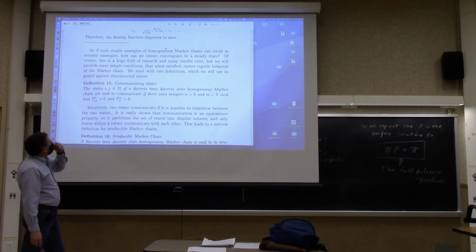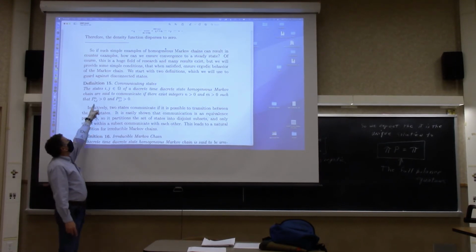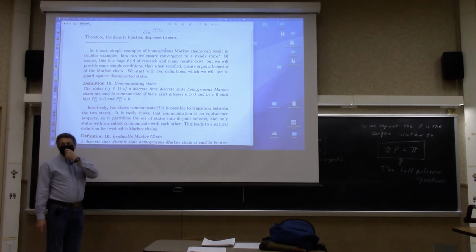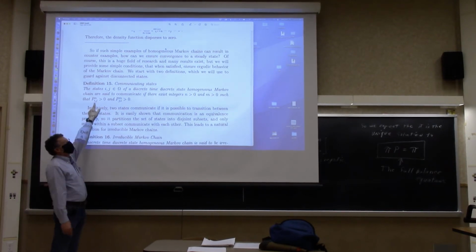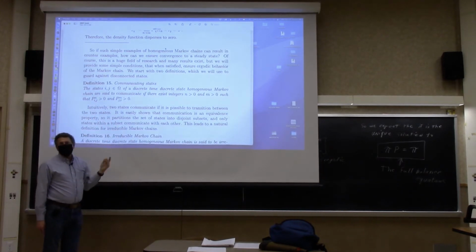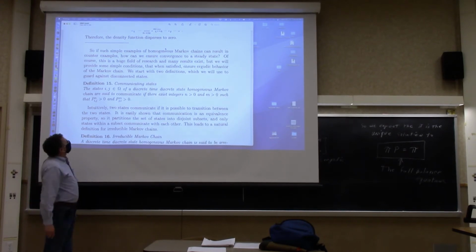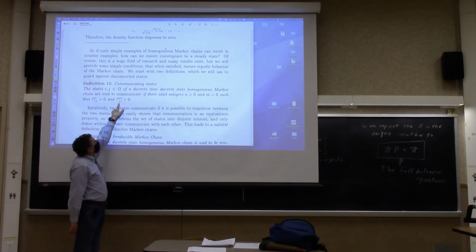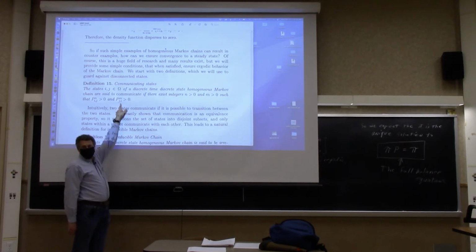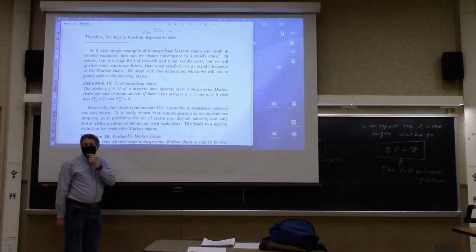So we have to have a concept of communicating states. Two states, i and j, communicate if there exists an n and an m such that P_ij^(n) is greater than 0. What that means is that in n steps, it is possible to get from state i to j. n may not be 1, but there's got to be some n that will get you there, and some m, not necessarily the same value, such that you can get back from j to i. So they communicate.